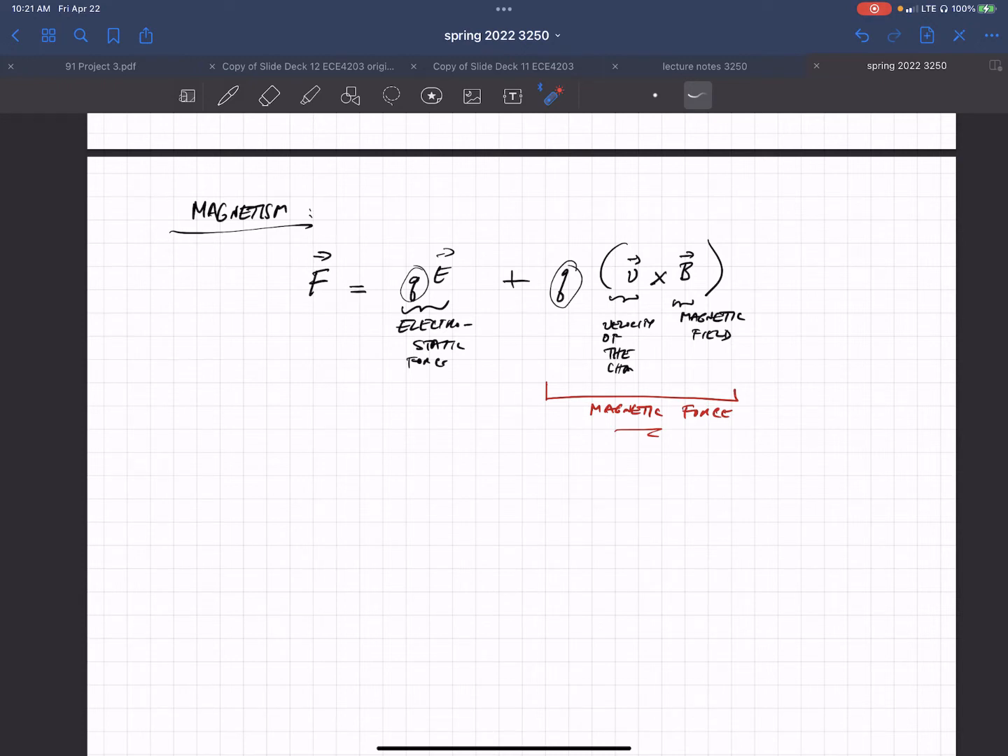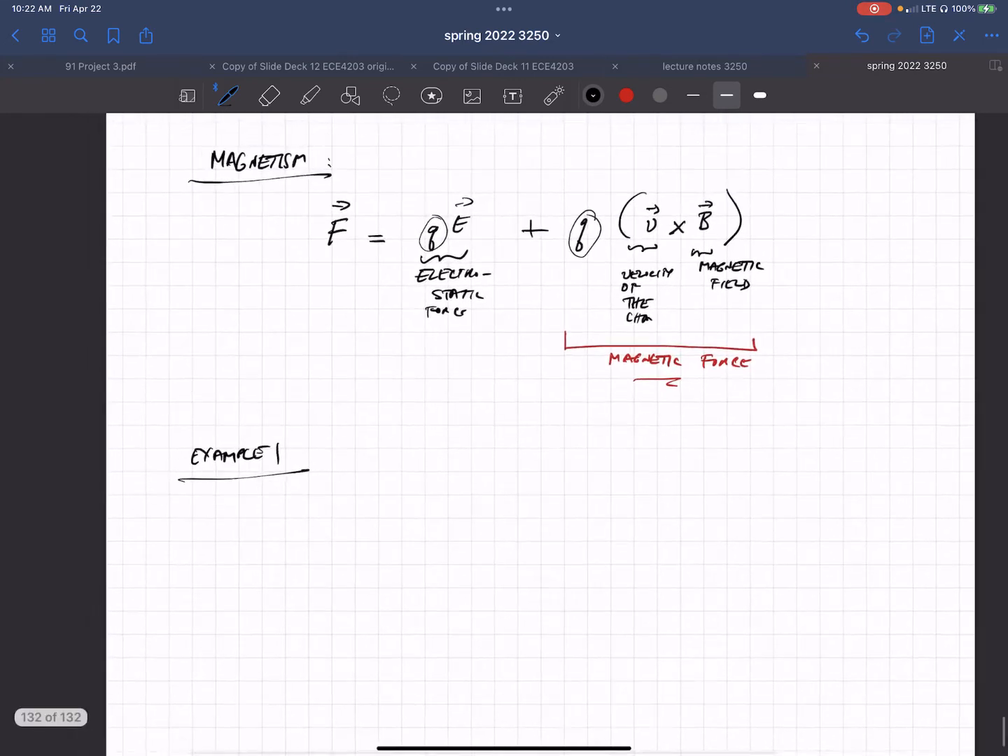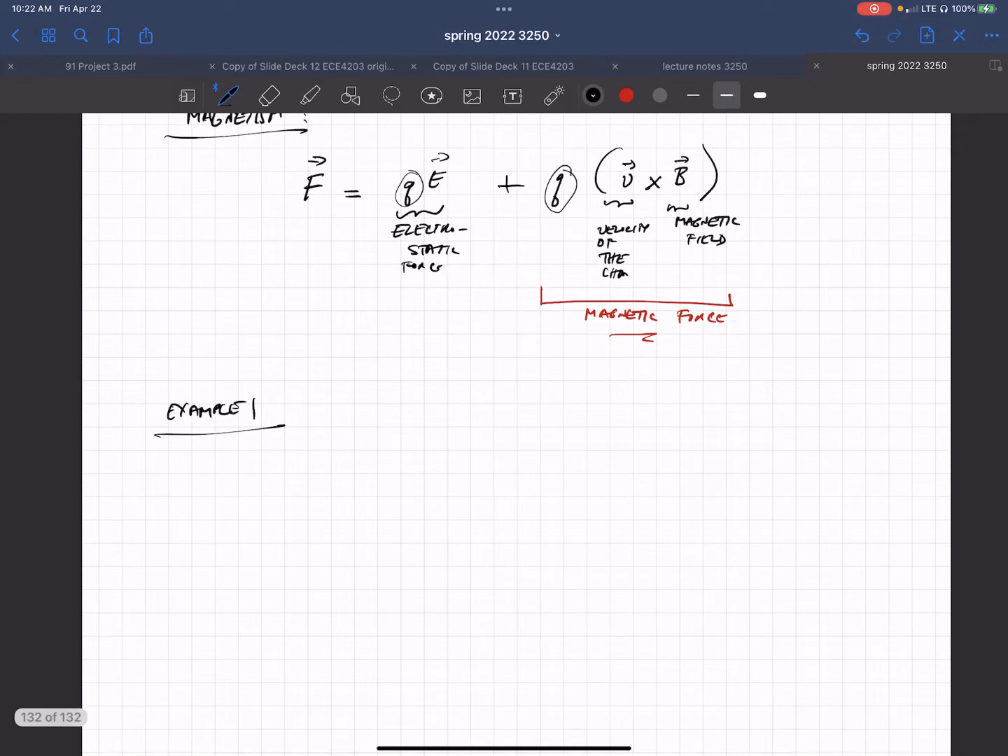All right, so I think I had a few examples. Let me just jump to a new example. So now again, things are getting complicated. We have to keep track of the direction of the magnetic field and the direction of the velocity.